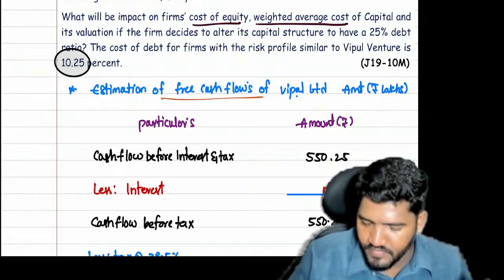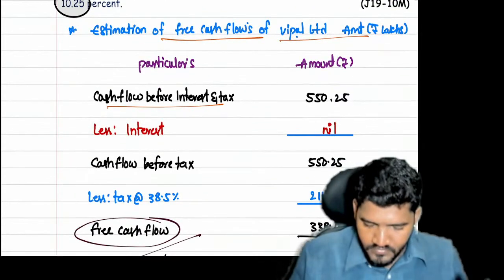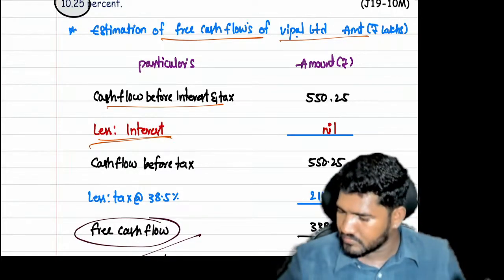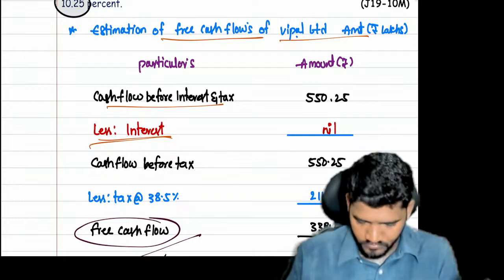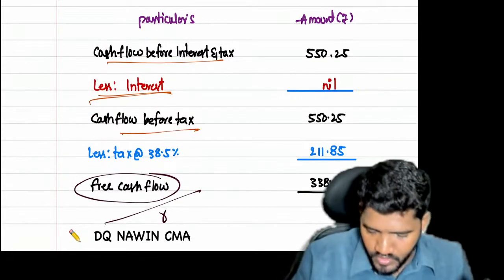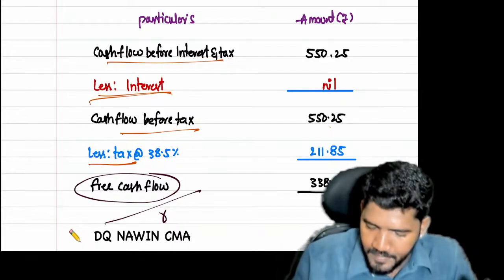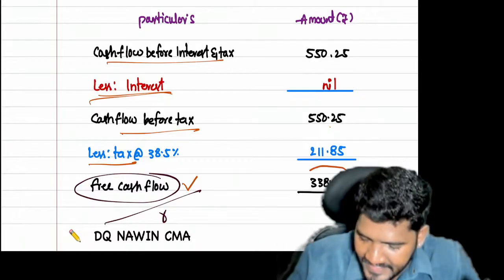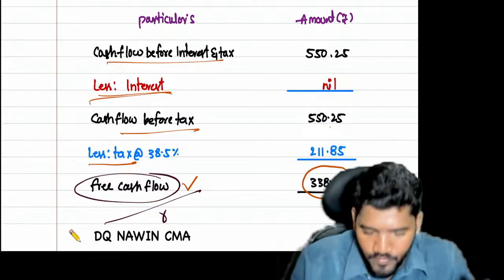Now, estimation of free cash flows of the Whipple venture. Cash flows before interest and tax 550.25. Less interest nil. Why? Because 100% equity. Cash flows before tax 550.25. Less tax at the rate given in the question, 38.5%, that is 211.85. Free cash flows you will get 338.40. Because it is an unlevered firm, K is nothing but KO.